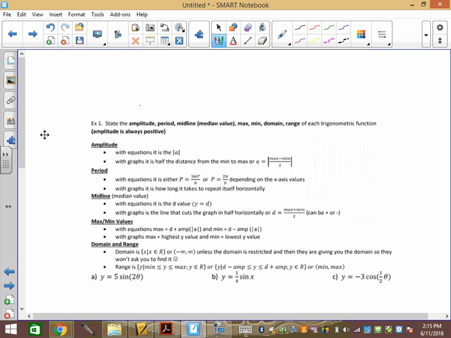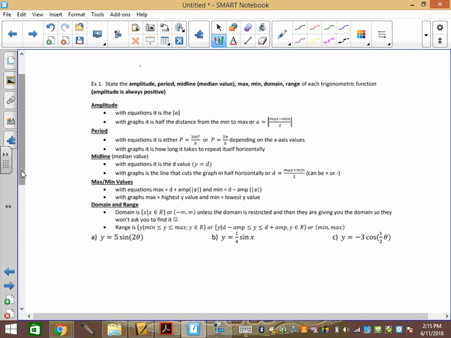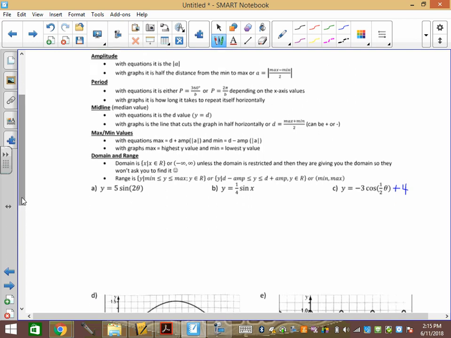All right. So state the amplitude, period, midline. Midline is a line, so it's a y equals line. It's the line that cuts your graph in half. Max, min, domain, range of each of the trigonometric functions. Amplitude is always positive. This one I'm going to add something to the back, like +4. Okay. What's the amplitude of an equation? When you look at an equation, what's your amplitude? It's the absolute value of A. So it's the absolute value of 5, which is 5.